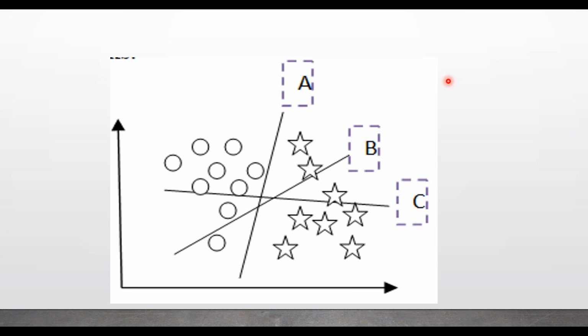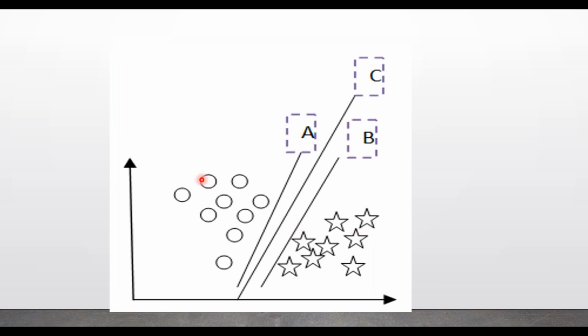But while doing classification, the thumb rule says you need to classify two separate classes, keeping circles and stars separate, because stars belong to one category, circles belong to another category. The hyperplane which will divide the stars and the circles would be considered. The true answer is A, not B and not C. All right. So that's one thumb rule of support vector machine.